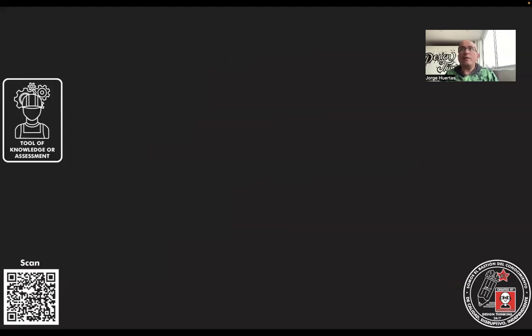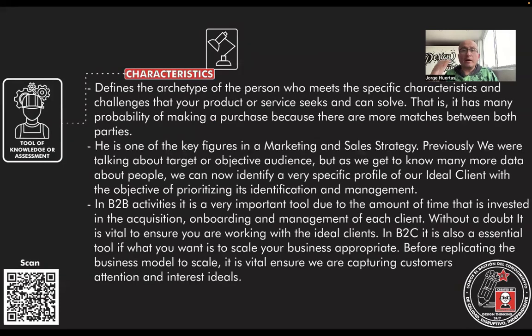Well, when we're talking about the ideal customer, we're talking about a tool of knowledge or assessment. It has the following characteristics. It defines the archetype of the person who meets the specific characteristics and challenges that your product or service seeks and can solve. That is, the person has a higher probability of making the purchase because there are more matches between both parties. It's one of the figures in the marketing and sales strategy.